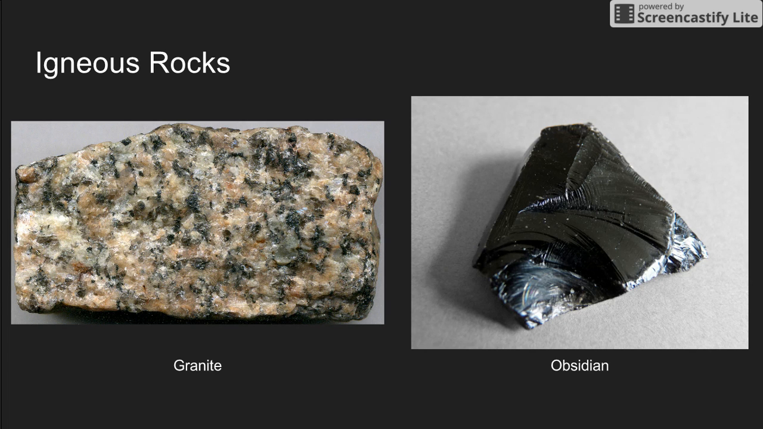The first is granite. Granite is formed when the magma cools below the Earth's surface slowly. This type of rock is called an intrusive igneous rock. The second is obsidian. Obsidian is made when lava reaches the Earth's surface and cools quickly. This type of rock is called an extrusive igneous rock.